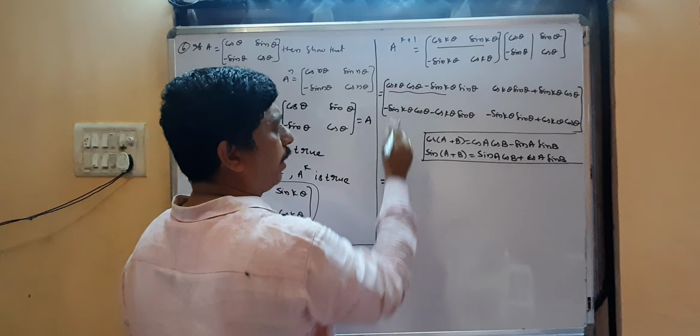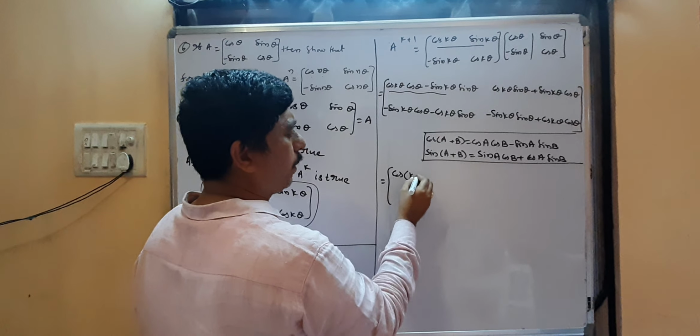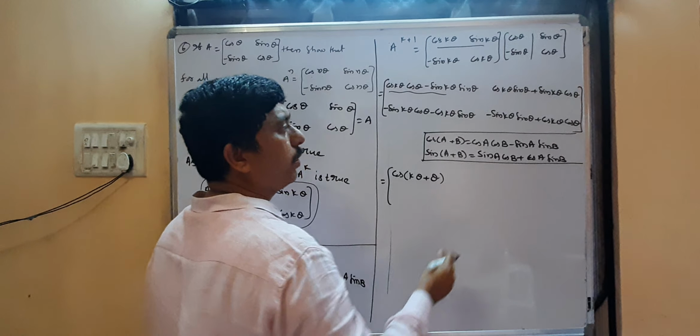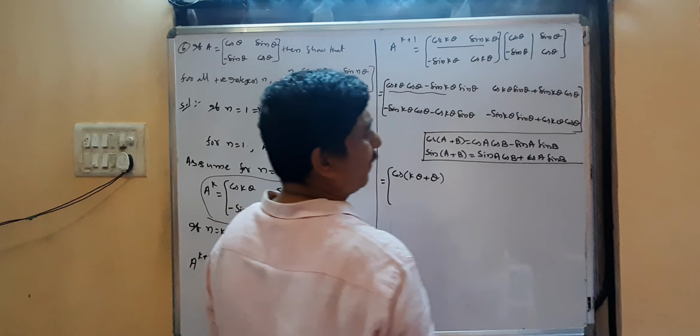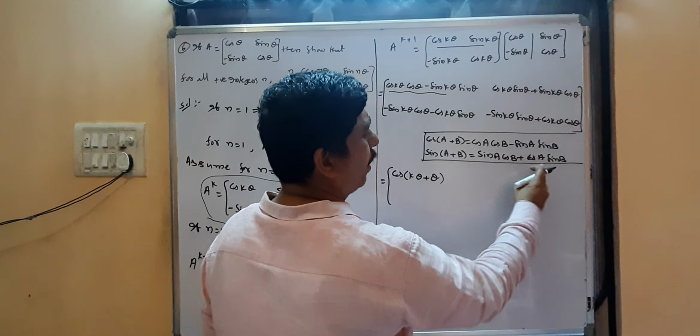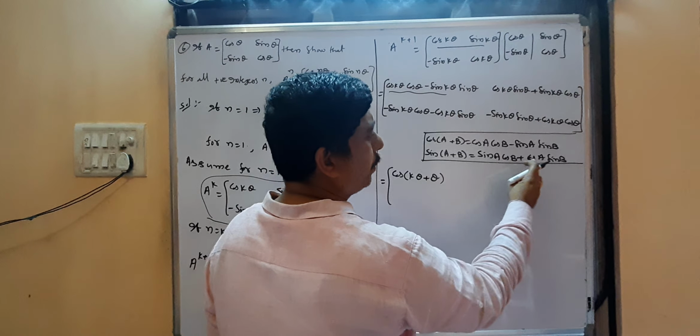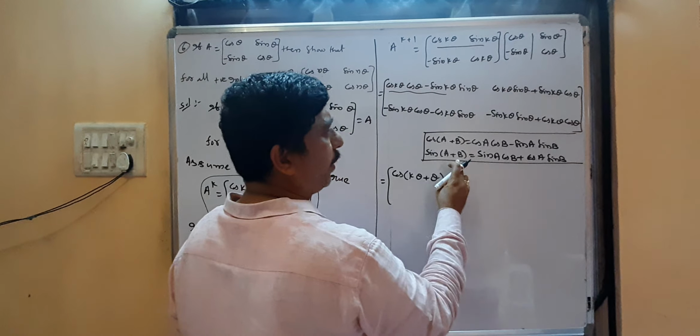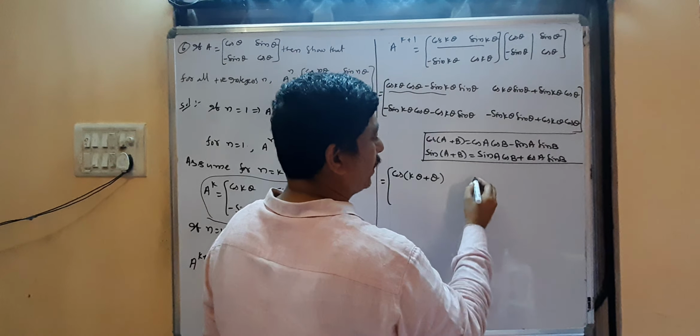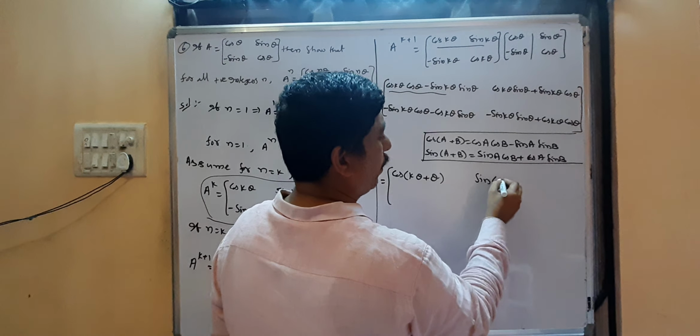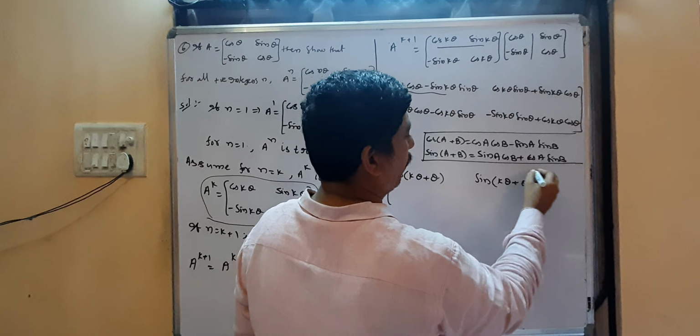In place of a you have k theta: cos of k theta plus theta. This is one sin one cos, and one sin one cos means you can go for sin of a plus b. Sin a cos b plus cos a sin b is sin of a plus b. In place of a is k theta: sin of k theta plus theta.